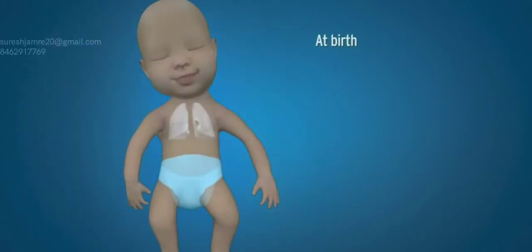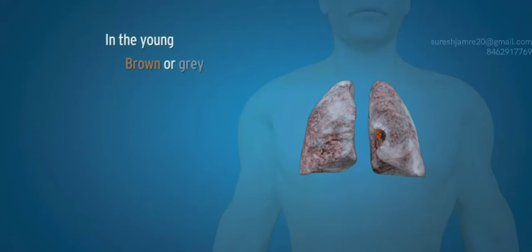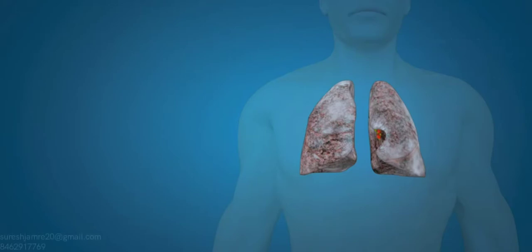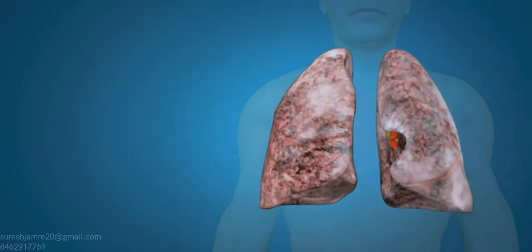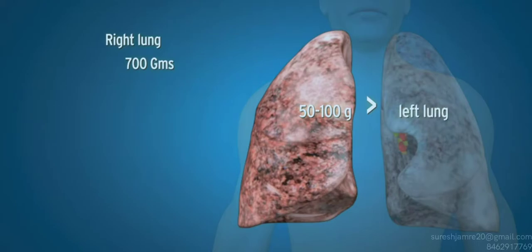At birth, the lungs are pink in color. In the young, the lungs are brown or gray in color. As the inhalation of carbon particles increases, the lungs become black in color, more so in smokers. Right lung weighs around 700 grams, about 50 to 100 grams heavier than the left lung.